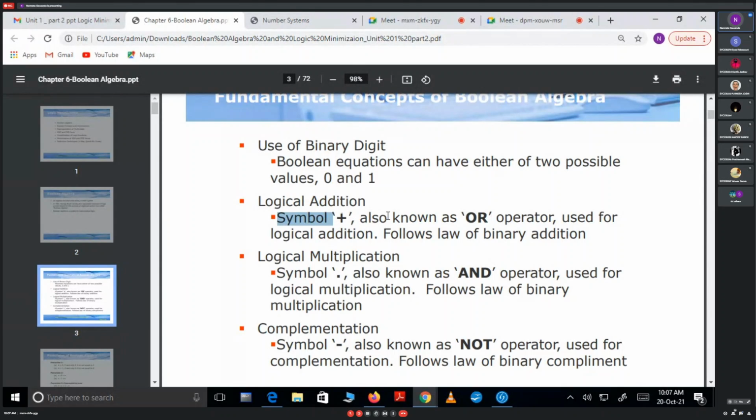So the symbol plus, also known as the OR operator, is used for logical addition and follows the law of binary addition, that is nothing but the binary addition. Then logical multiplication means the symbol dot, also known as the AND operator, used for logical multiplication, following the law of binary multiplication. So in Boolean algebra, plus represents the OR operator and dot represents the AND operator. Okay, clear?